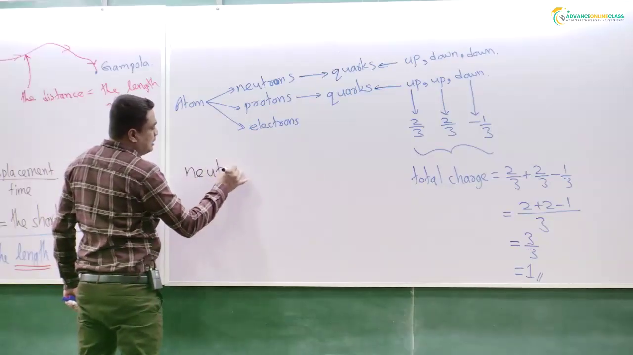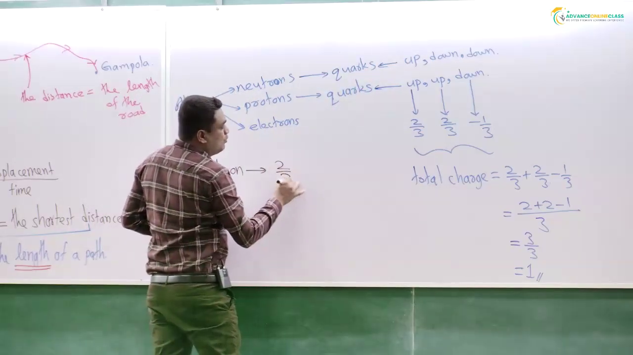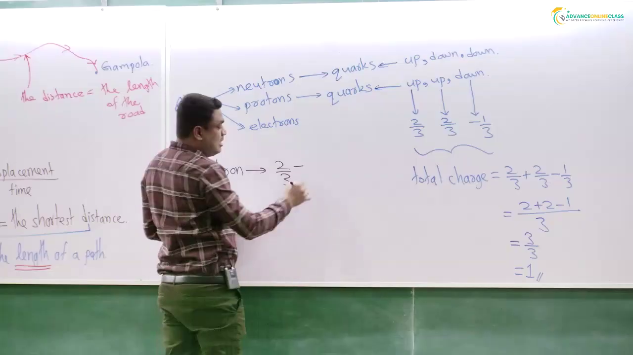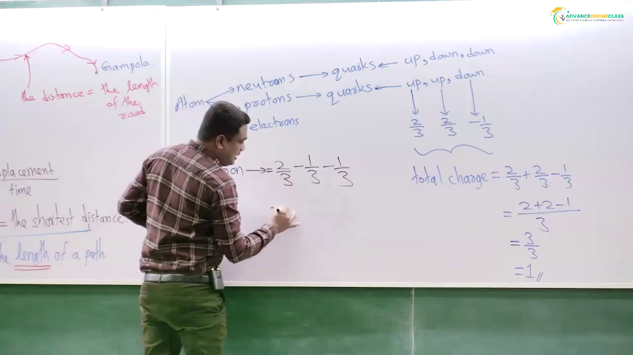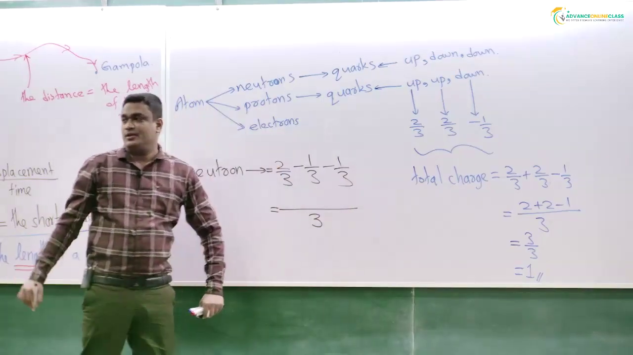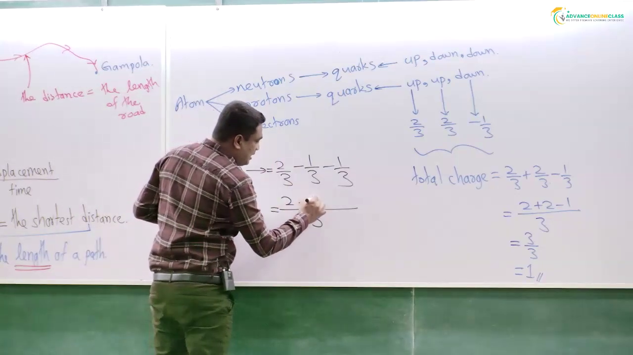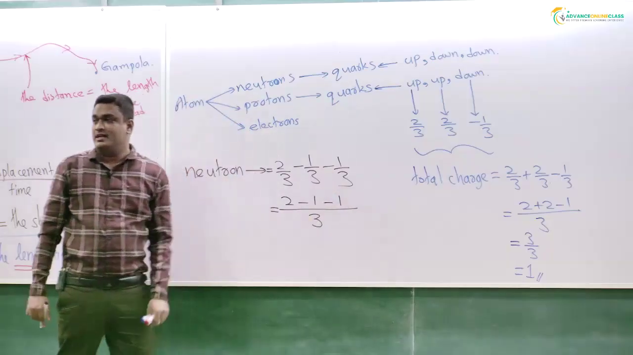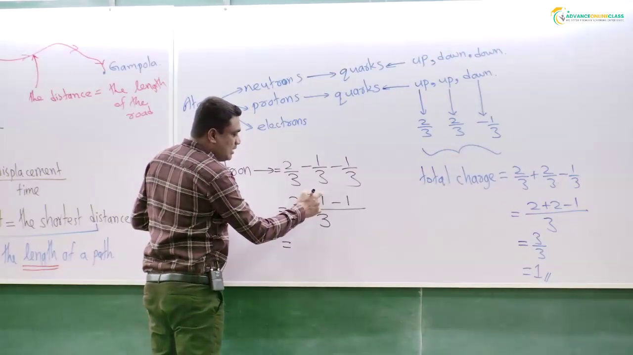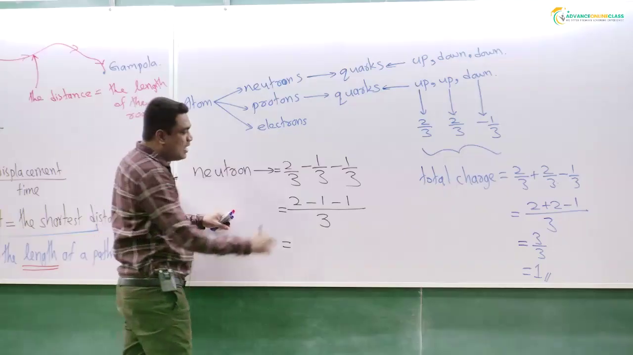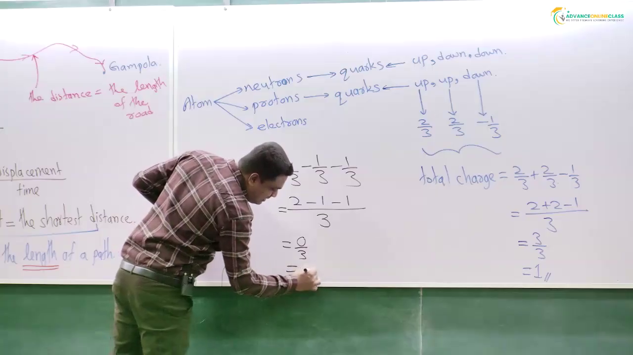Shall we try to find the charge of a neutron here? Only one up quark, 2 over 3. How many down quarks? 2 down quarks. Minus 1 over 3, minus 1 over 3. Right? The denominator is 3. So what's this, dear? 2 minus 1 minus 1. Common denominator is 3. Now what will happen, dear? 2 minus 1 is 1. 1 minus 1, 0. 0 divided by anything is 0.